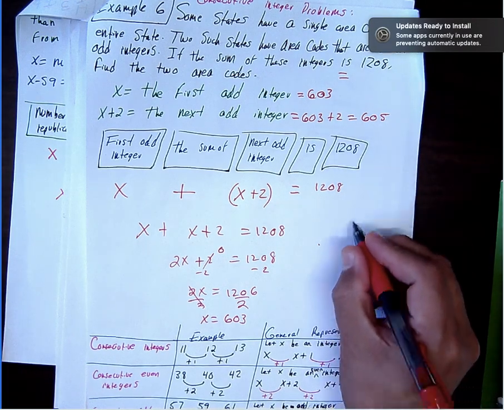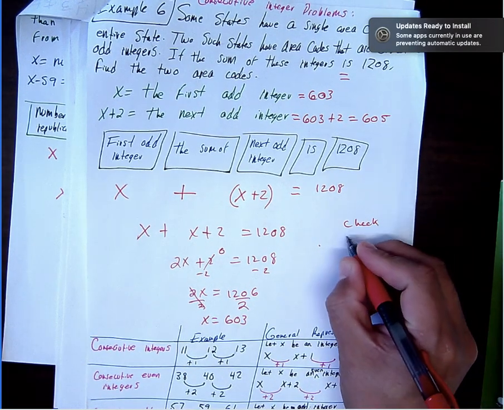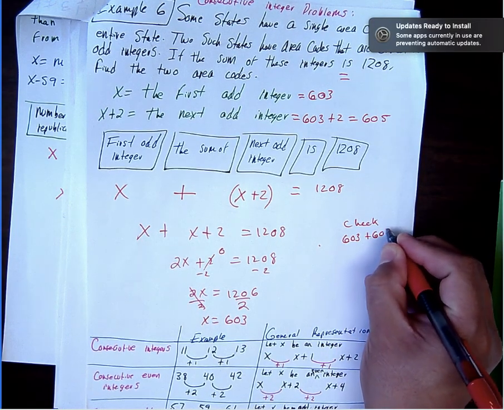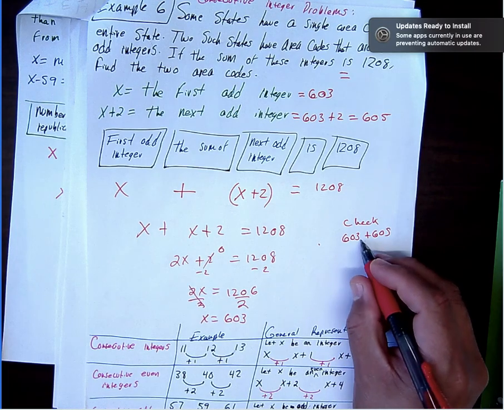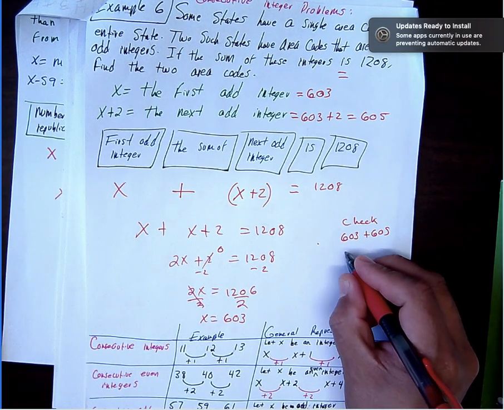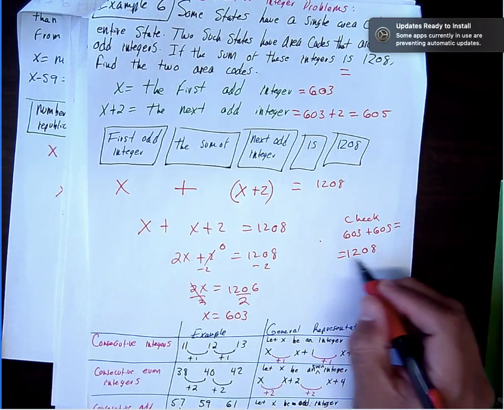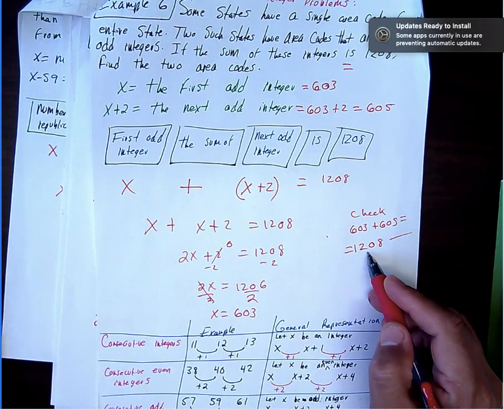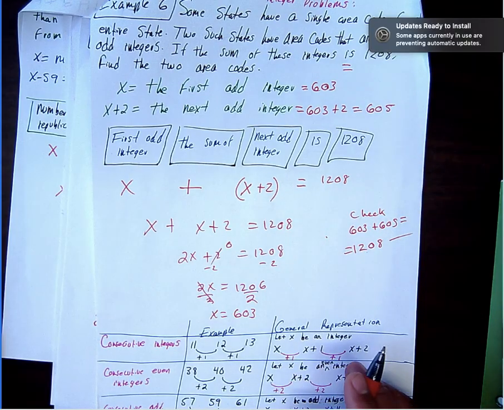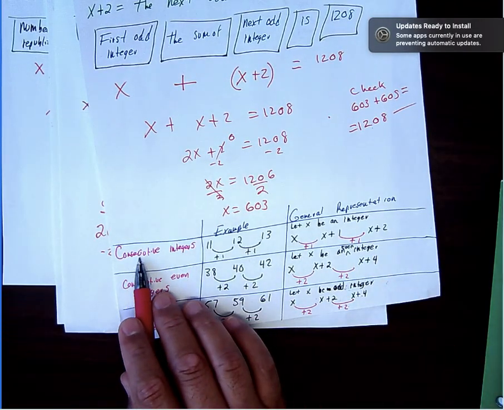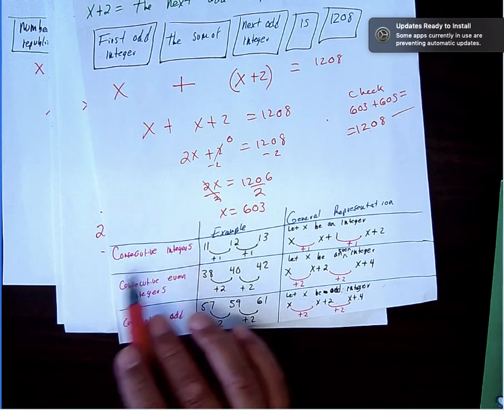And let's check. 603 plus 605, so 600 plus 5 and 3 would be 1208. So they do check. They add to that number. Those two consecutive odd integers. And that would be it, guys. This is just examples of consecutive integers in general.